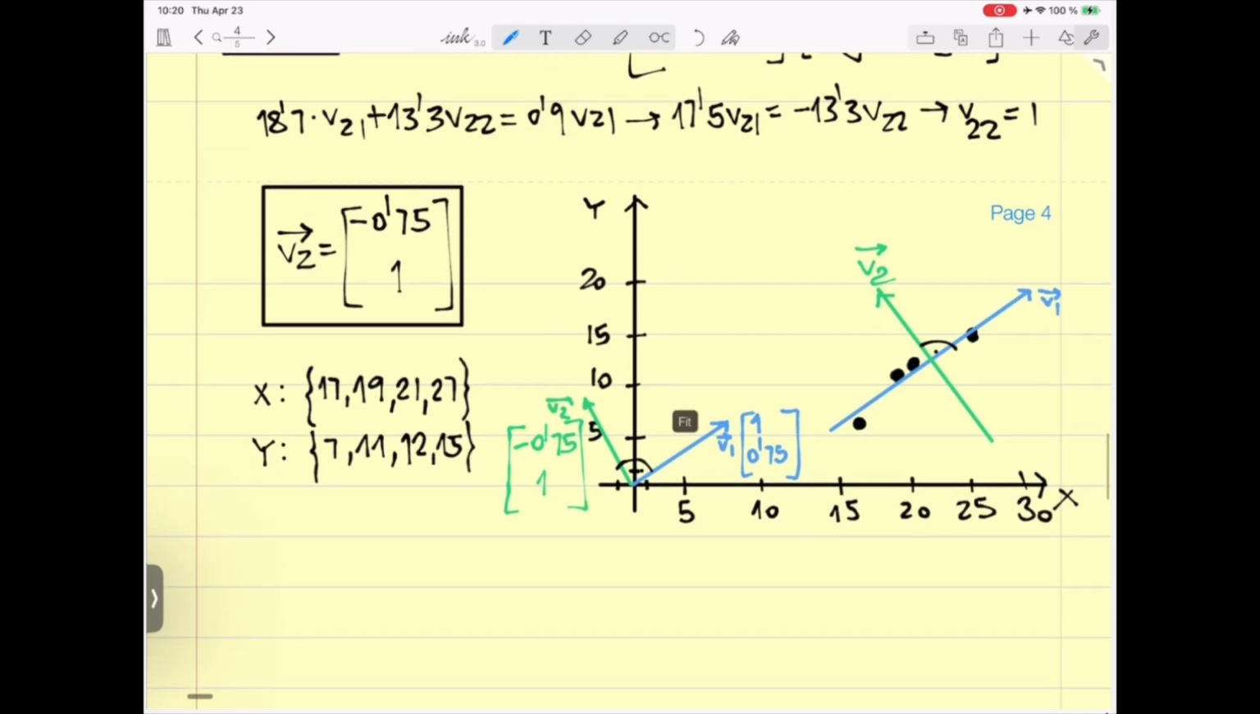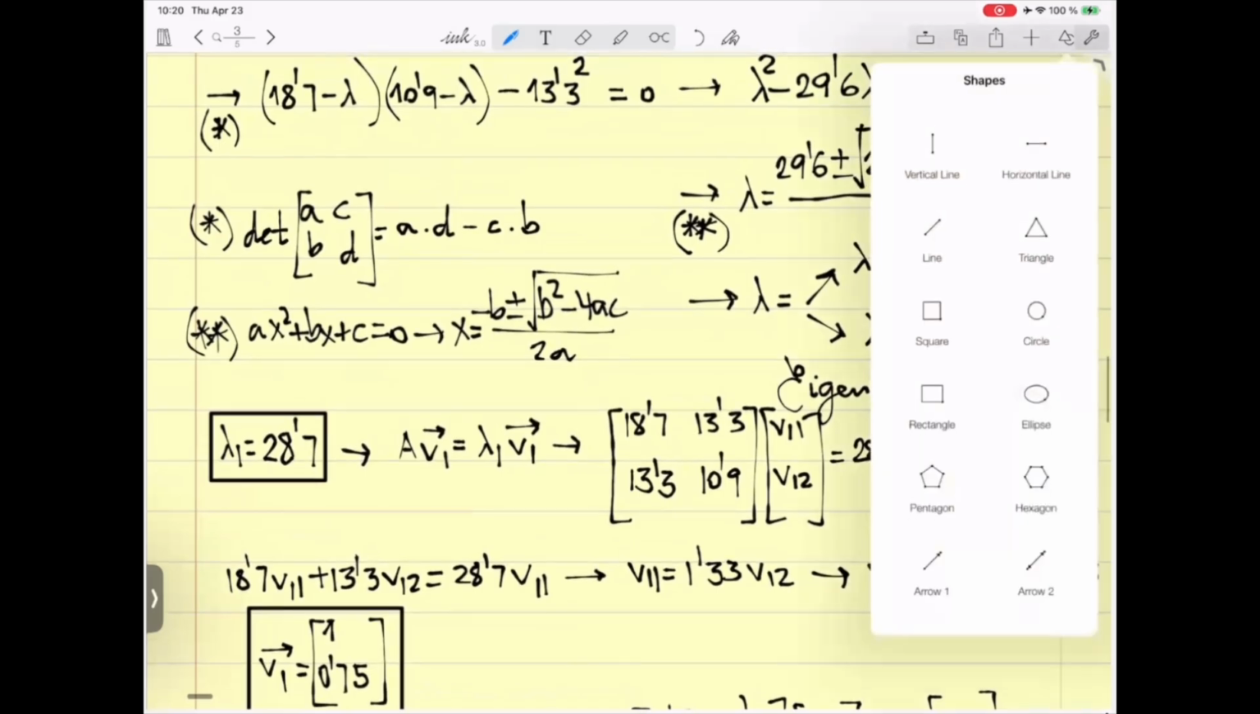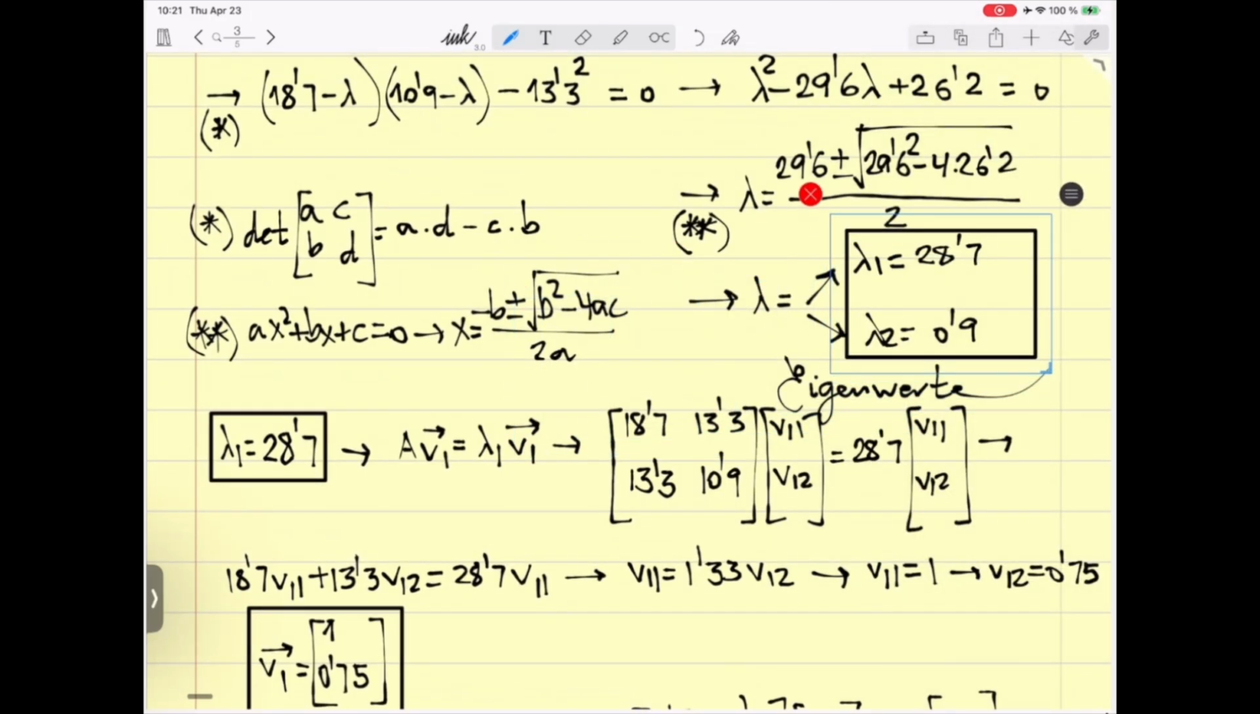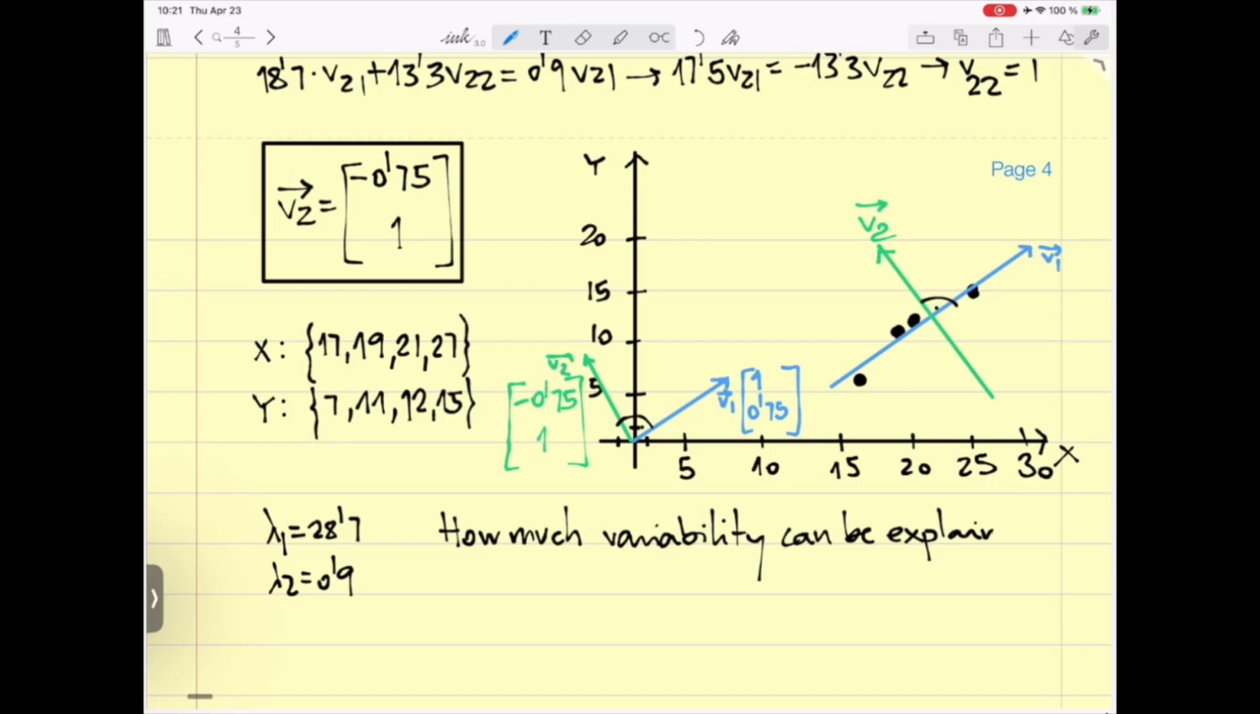The second and most important takeaway is that with this information of the eigenvalues, we can say how much of the system we are explaining with each direction. Okay? So remember our eigenvalues were lambda 1, 28.7, and lambda 2, 0.9. And now we ask the question, how much variability can be explained with each eigenvector?